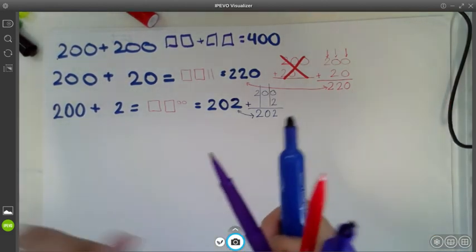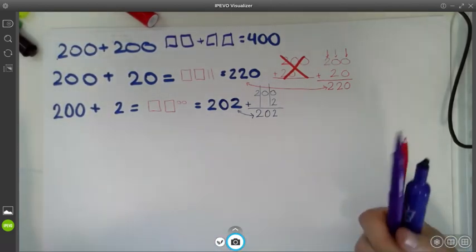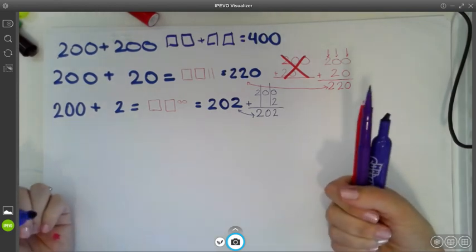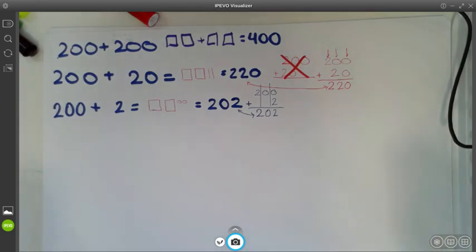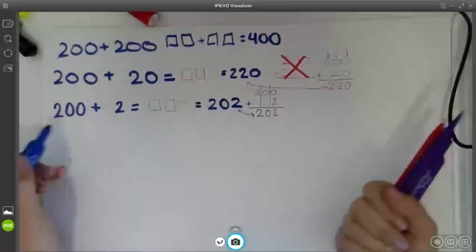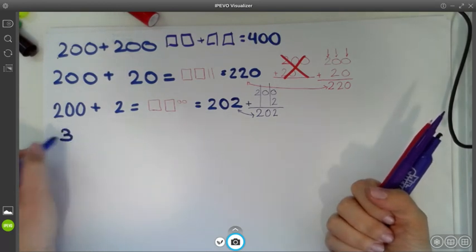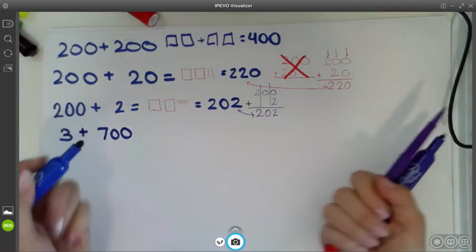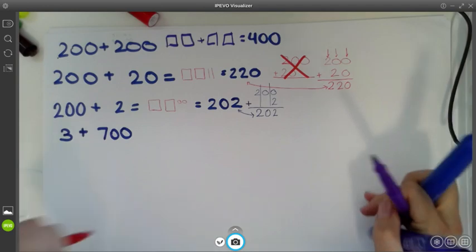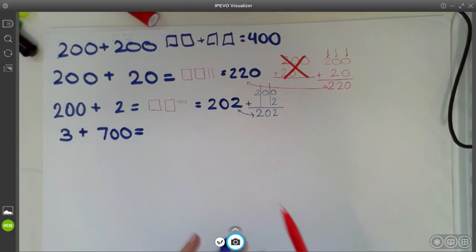All right, so the next one I gave you because it's a little bit backwards. It reminds me of those numbers when we were doing the scrambled place value, where you had to look at the hundreds, tens, and ones separately and plug them in. So this next equation is going to be 3 plus 700. Again, it's totally up to you how you want to solve it. You may look at it and say, oh wait, I know how to do this. I can just represent it. And that is completely fine.